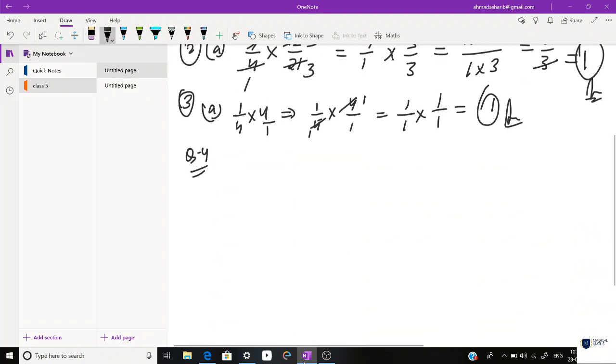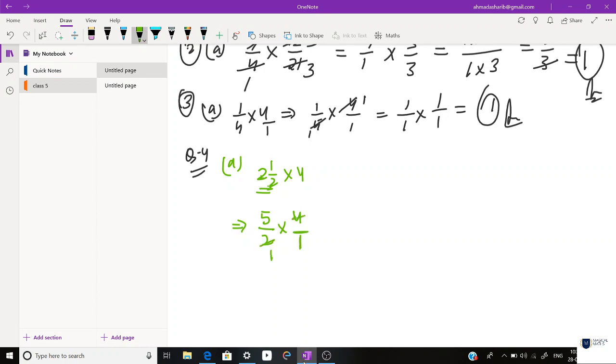Question 4 part A, 2 whole 1 upon 2 multiply 4. First we have to change this mixed fraction into improper. This is a mixed fraction. I have told you earlier how to change a mixed fraction into improper. 2 twos are 4. Multiply these two numbers. 2 twos are 4. 4 plus 1 is 5. So 5 upon 2 into 4. There is no number in the denominator, so we will take 1.